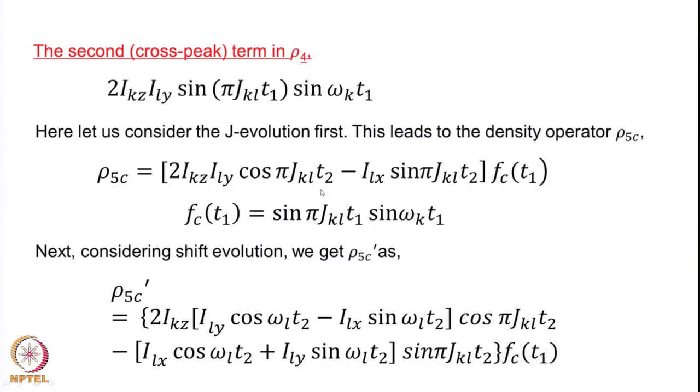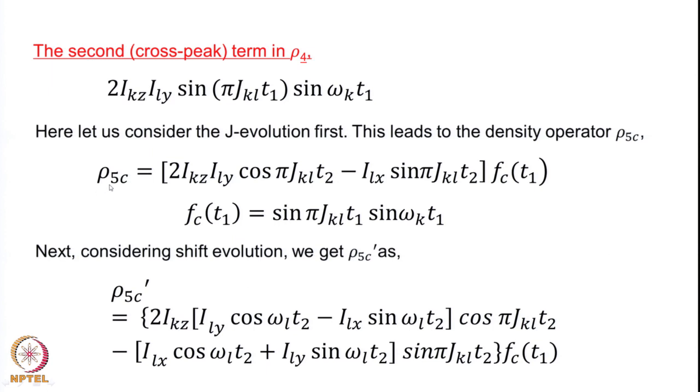So, now we continue the discussion for the other term in the density operator, which was the second term in the rho 4 density operator, and that was 2IkzIly sin πJklt1 sin ωkt1. Okay, this was the second term in your rho 4 density operator. Now, we have to evolve this term in the t2 time period. In this case we shall evolve the J first, under the influence of the J coupling.